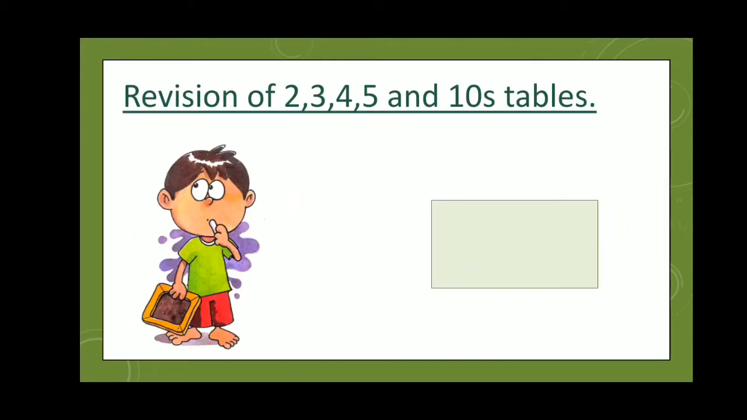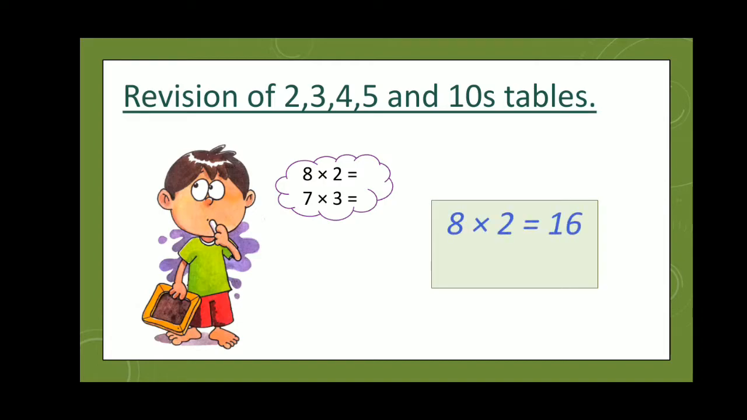Do you remember your timetables? In the previous class we learned the tables of 2, 3, 4, 5 and 10. Let us see how much you remember. Here you can see the sums 8 multiplied by 2 and 7 multiplied by 3. Now students, tell me what will be the answer? Yes, 8 multiplied by 2 is equal to 16. And you already know the table of 2, so 2 multiplied by 8 is equal to 16. It means in both ways the answer will be the same. I hope you understood.